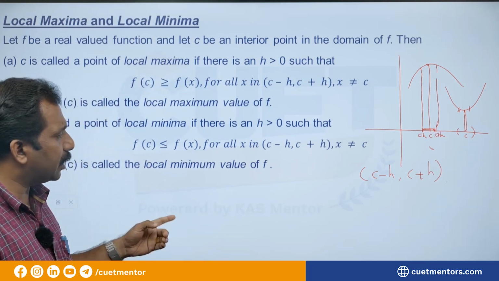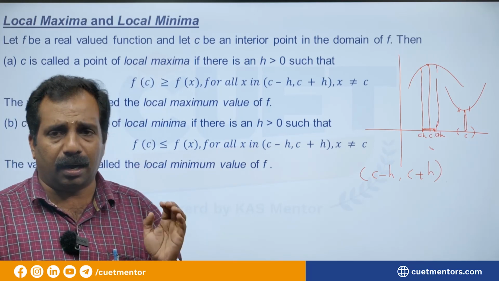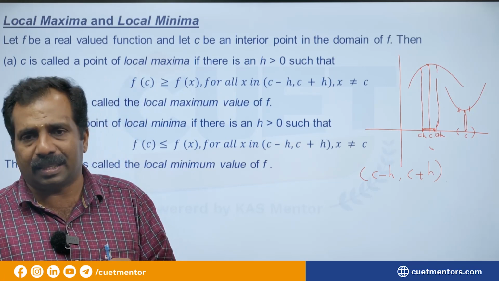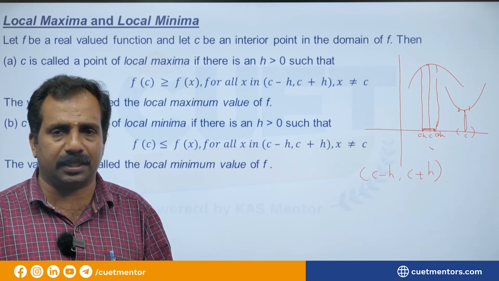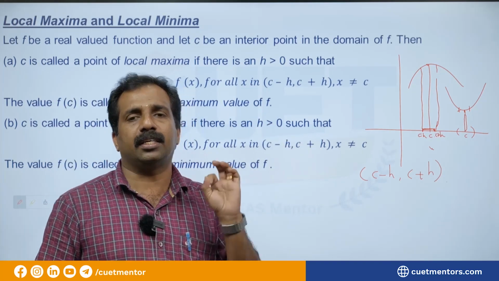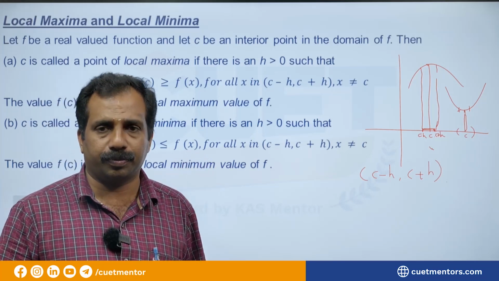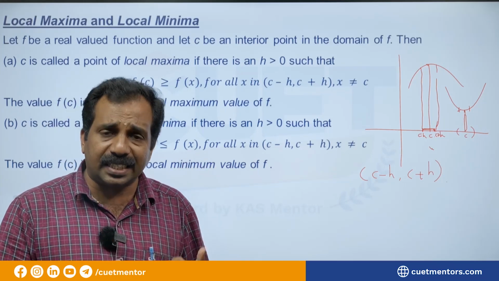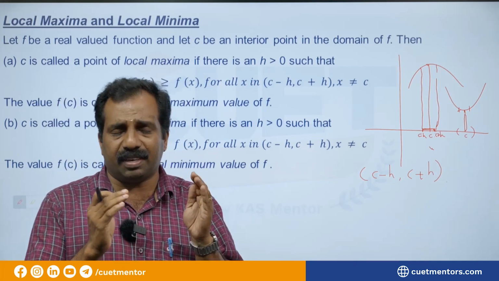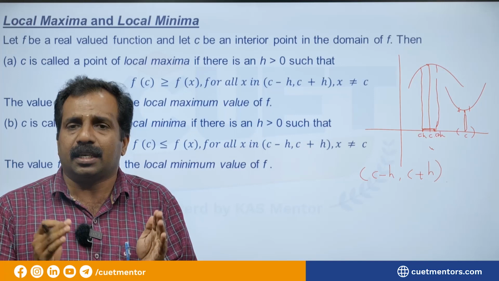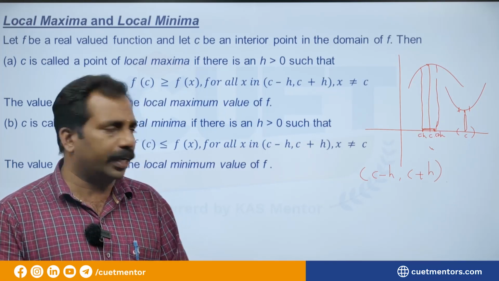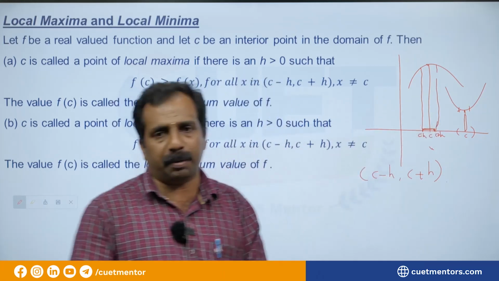So (c−h, c+h) is the smaller interval and f(c) is the highest value among the values between c−h and c+h. Then we say that c is called the point of local maxima and f(c) is called the local maximum value. And if f(c) is less than f(x) for any values between c−h and c+h, where the open interval (c−h, c+h) is a smaller interval within the domain, then c is called the point of local minima.